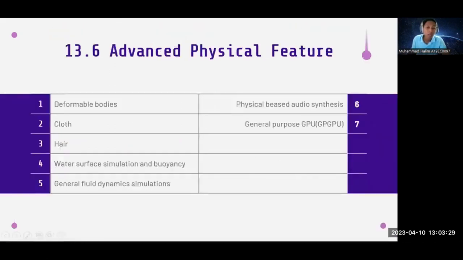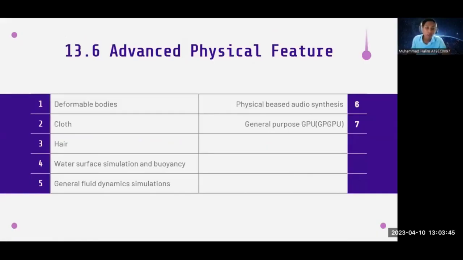So chapter 30.6 explains the advanced physics features. There are seven physics features, which are deformable body, cloth, hair, water surface simulation and buoyancy, physically generated audio synthesis, general fluid dynamic simulation, physically based audio synthesis, and general purpose GPU.